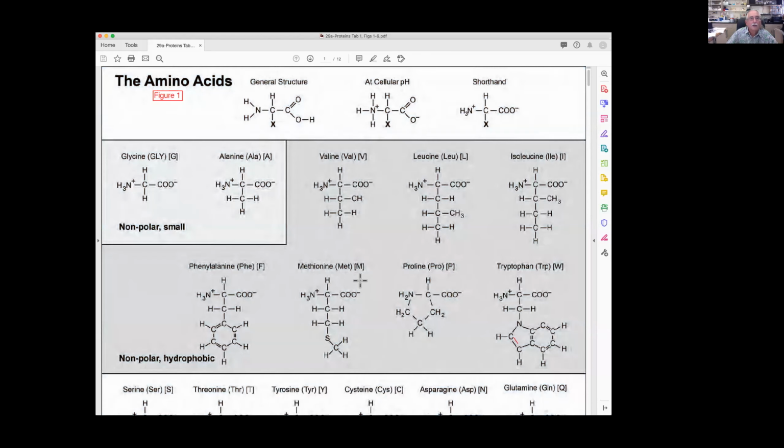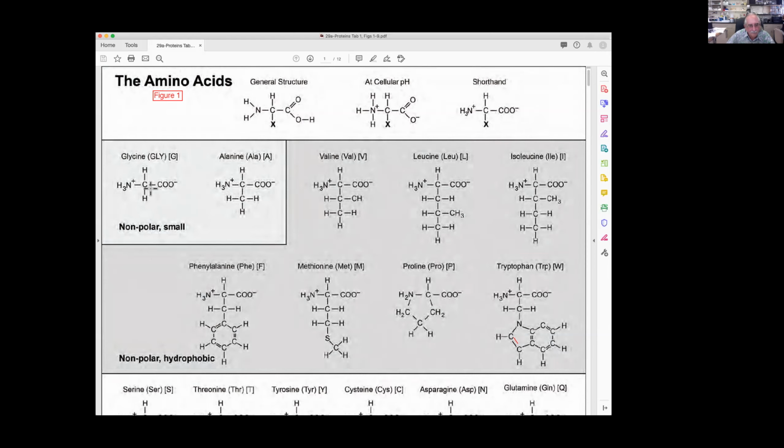Okay. So here's the amino acids. Here's the generalized structure. Here's that cellular pH. In other words, you get the Zwitter ion. And here's the shorthand method that they use. And so you have some that are nonpolar. Of the nonpolar, glycine is nonpolar.